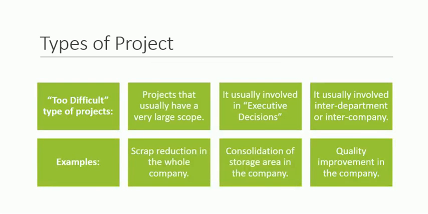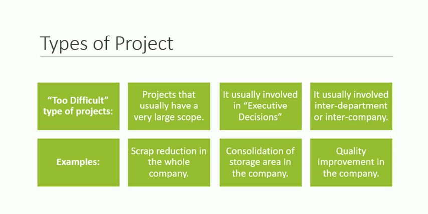The last type of projects is the too difficult type of projects. These projects usually have very large scope. They are most of the time assigned to Six Sigma black belts and Six Sigma master black belts. They also involve some executive decisions, and involve interdepartmental or intercompany teams working together on a project to find a solution related to that project. So too difficult type of projects often range from 8 months to 1 year or 2 years, depending on the nature of the project.